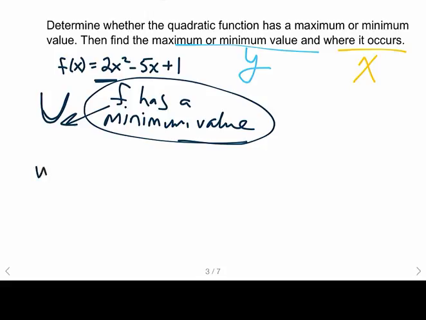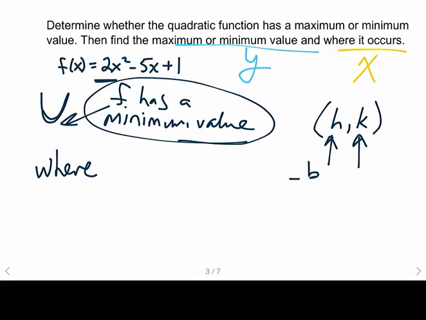We actually are going to find out where it occurs first. As a matter of fact, if we look at the vertex (h, k), the second value, k, the y value, is going to tell us the maximum or the minimum value. The h, which is the x value, is going to tell us where it occurs. In other words, what I need is negative b over 2a to find out where it occurs. To find out what it is, f of negative b over 2a. In other words, we get out of completing the square. So where the value occurs, we're going to compute negative b over 2a.